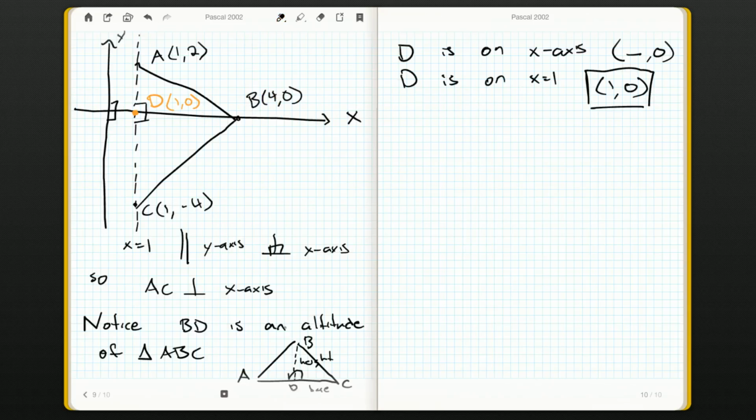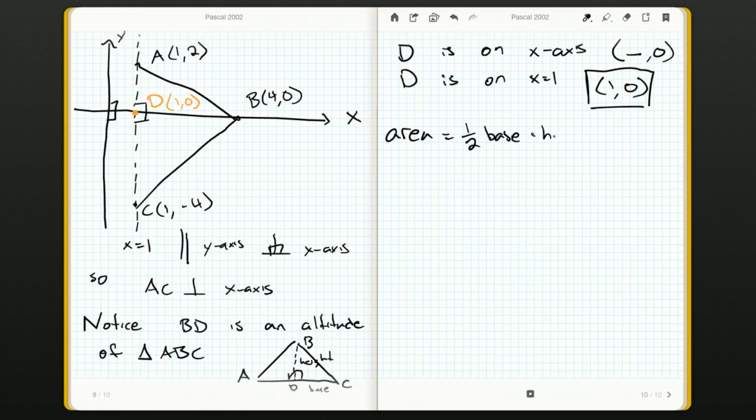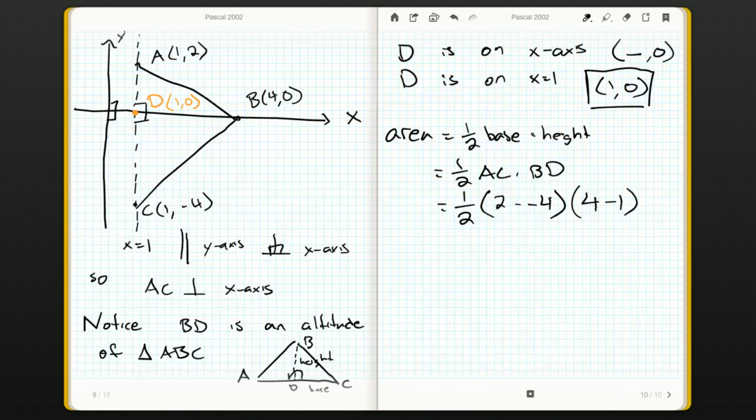So now to figure out the area of this triangle, I need to figure out the length of the base, so the distance between A and C, and the distance between B and D. So 1/2 base times height. That's 1/2 AC times BD. Well, because they lie on the line x equals 1, to get AC, we just need the difference in their y-coordinates. So we'll take 2 minus negative 4. And similarly, to figure out BD, we just take the difference in the x-coordinates. That's going to be 4 minus 1. We're careful here to make sure that we're going to get positive values out because we don't want a negative area.